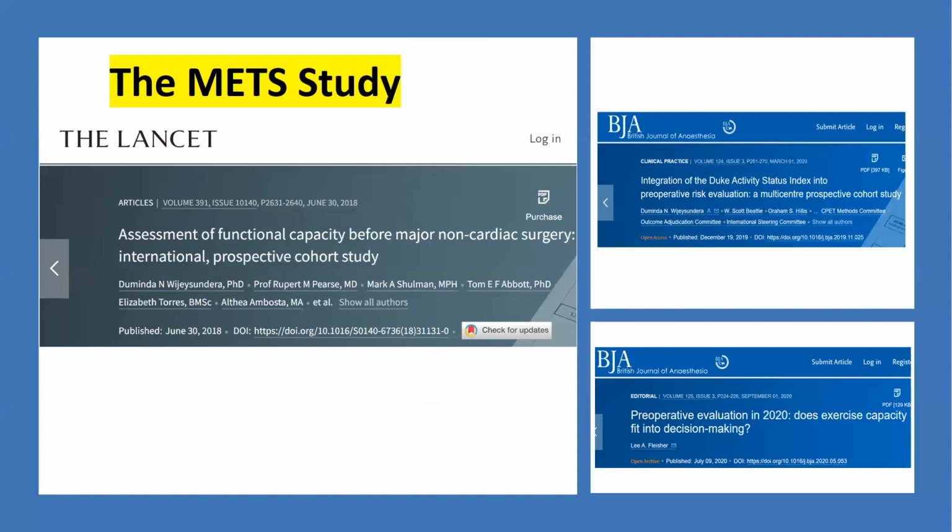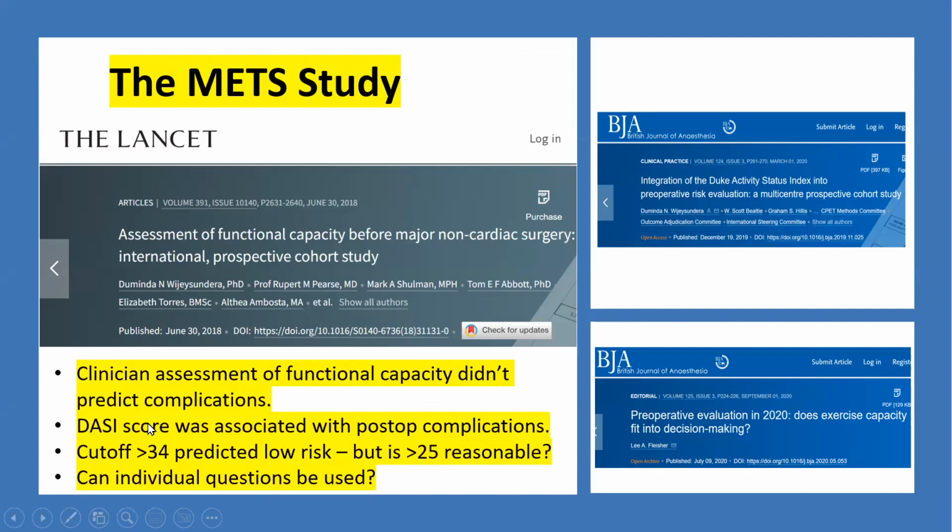Now, why are we talking about this? There was a study called the METS study, published in The Lancet in 2018 by Duminda Wijeysundera and colleagues. What they did was compare clinician assessment of functional capacity, biomarkers, cardiopulmonary exercise testing, et cetera. What they found was that clinician assessment of functional capacity did not predict complications. On the other hand, use of the DASI score was associated with predicting post-op complications, and they found a cutoff greater than 34 to predict low risk.